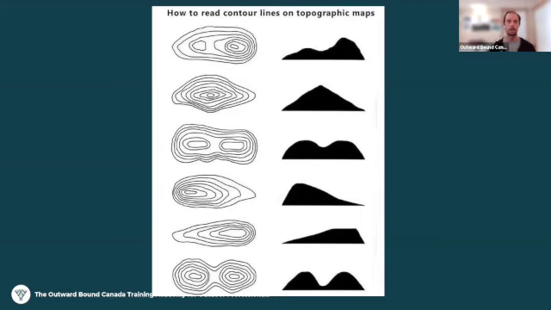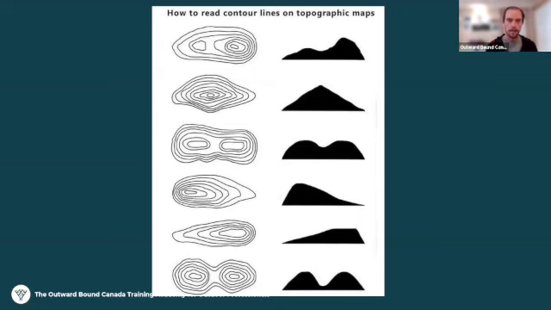Now, an important thing to note is that if you're working with a map that has 25-meter increments for those contour lines, there might be smaller changes in the elevation between those lines that are not indicated on the map because it's not 25 meters. So your contour lines on a 1 to 50,000 map are showing you the 25-meter change in elevation, but there might be some little changes in between. I hope that makes sense.